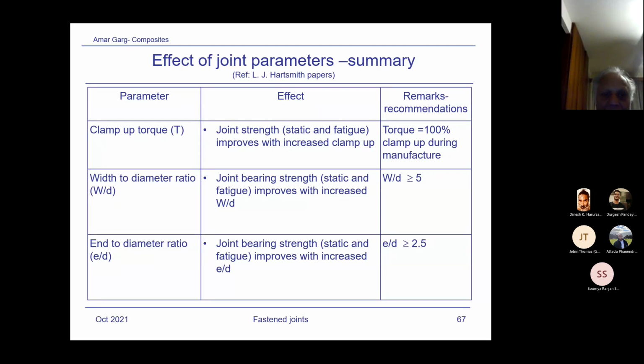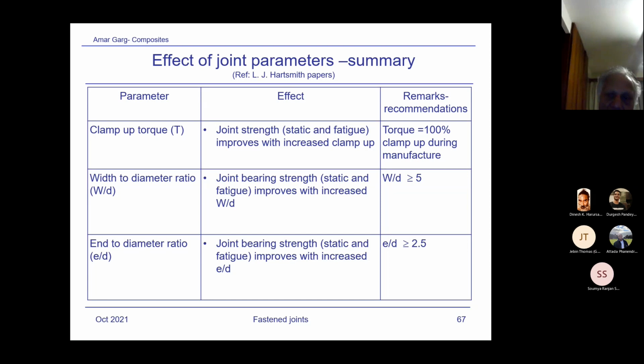Clamp torque. Yesterday I discussed that the joint has to be clamped up to 100% rating of the bolt in order to achieve high bearing strength, static and also fatigue strength. And fatigue is affected significantly if you have the lower torque.